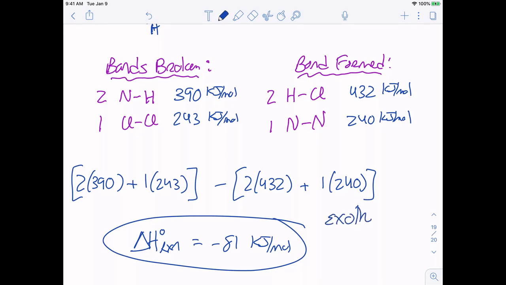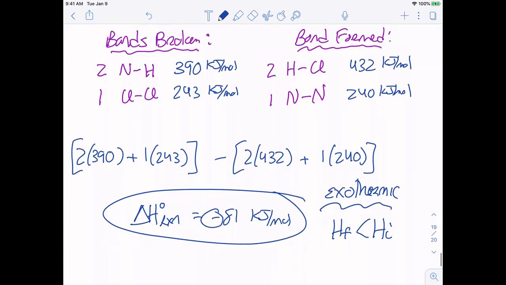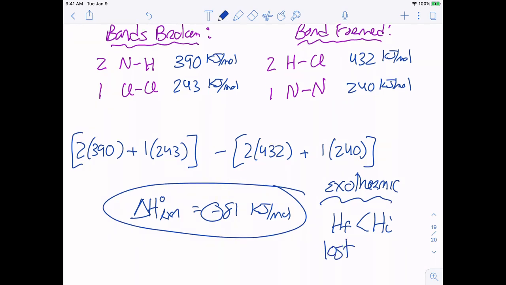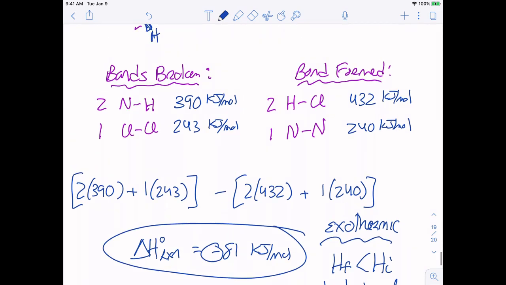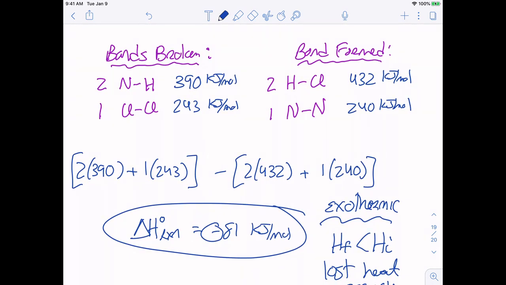Yeah, exo. Hopefully that's what you guys are thinking. I have a negative value on my enthalpy change, so I know that my final is less than my initial, right? It lost heat energy. So please do some examples, not just on this one, but some practice problems also with Hess's law and heats of formation.